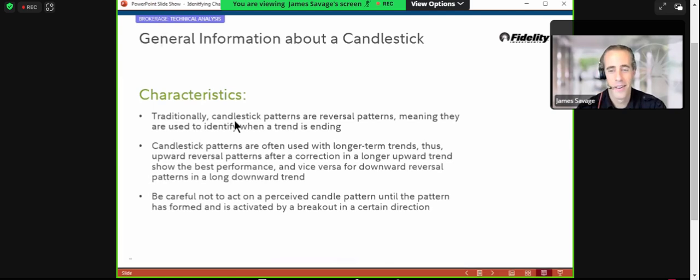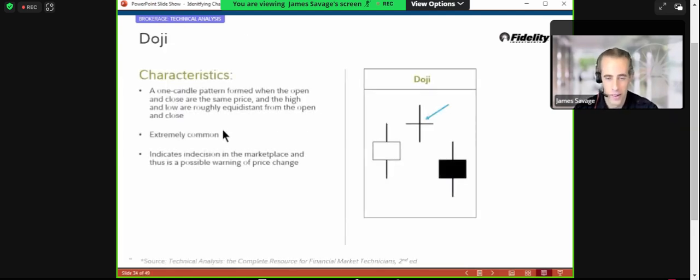So getting started with our very first pattern today, and that is going to be the doji. Now, it is possibly the simplest and easiest to identify, but I think it's oftentimes a really good one just to be aware of and what it's indicating for you. Now, what is this pattern? It's a one candle pattern formed when the open and close are the same price and the high and low are roughly equidistant from the open.